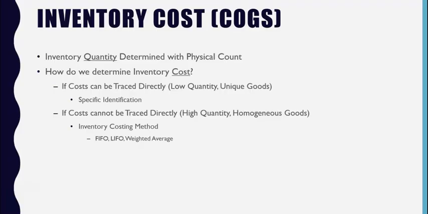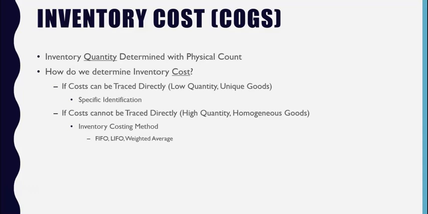However, for many businesses, costs cannot be traced directly. In that case, we would use an inventory costing method. We use inventory costing methods for high-quantity, homogeneous goods. So that means goods that are all the same. We can't differentiate them between one good or another.